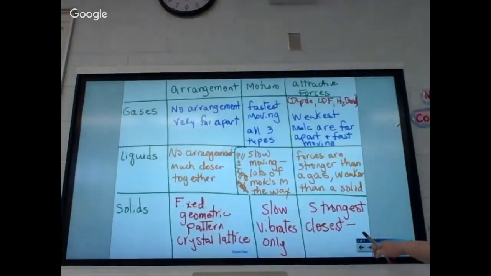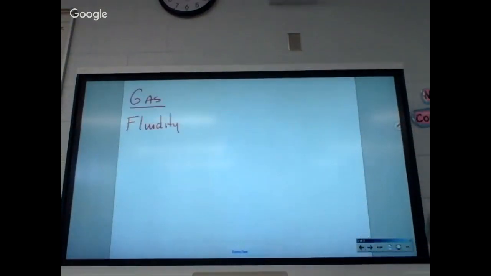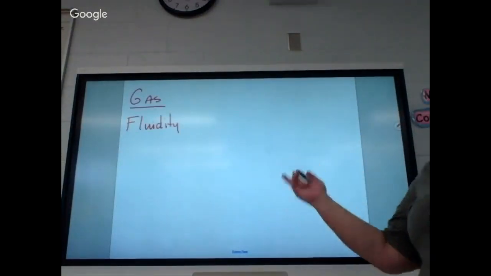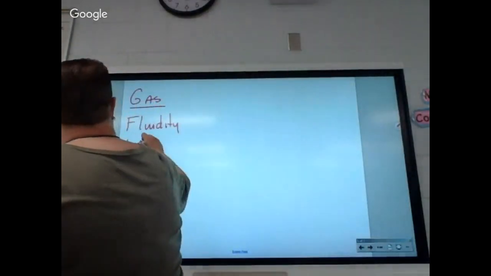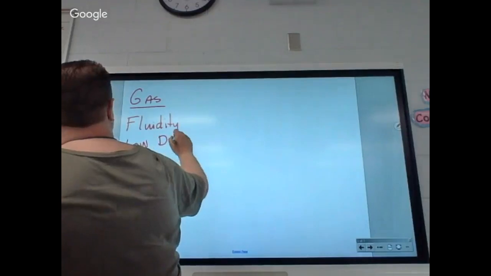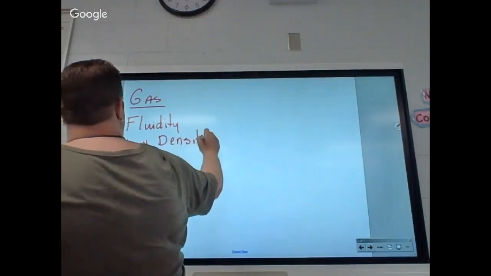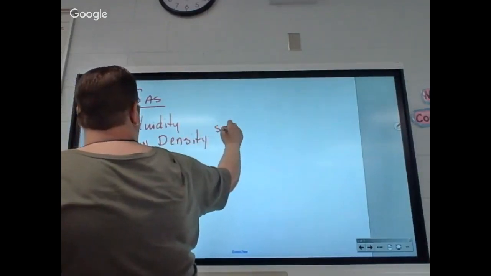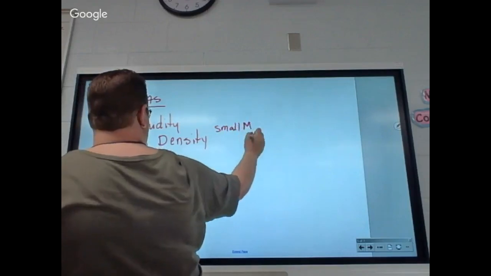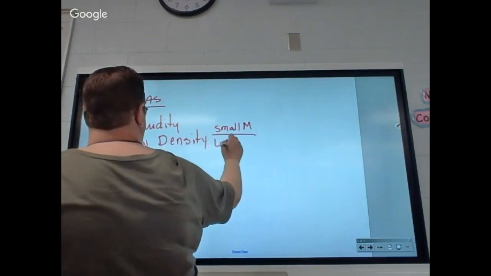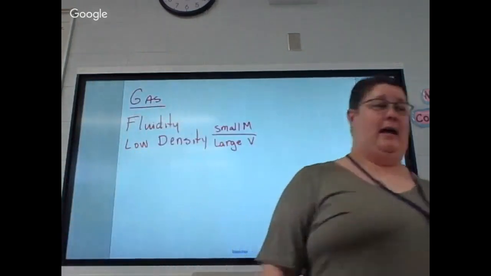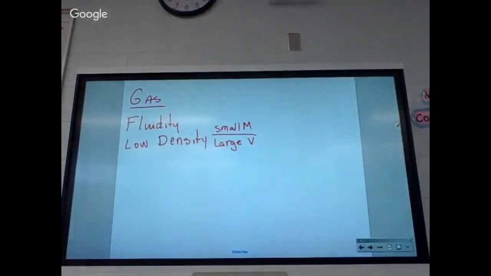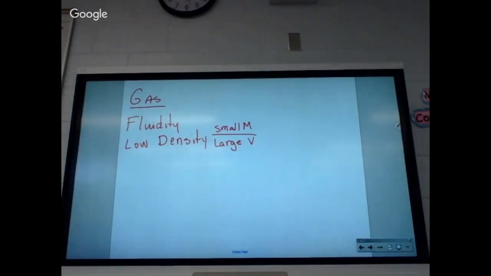All right, the second property we had up there was what? Low density. Which one would have the low density? Gas. Why would the gas have the low density? It had the small mass and the large volume. And in math class, if you have the small mass on top and the large volume, what happens when you divide by that large volume on the bottom? You get a small number.